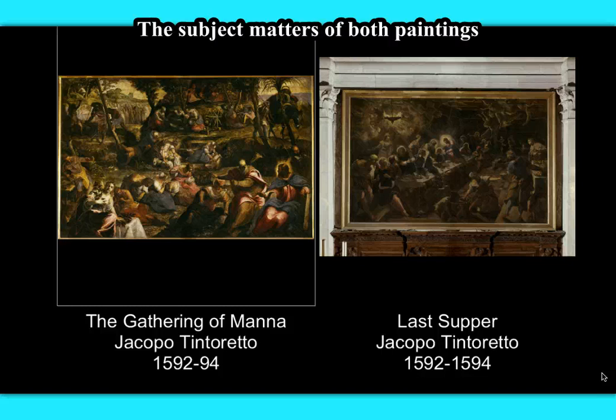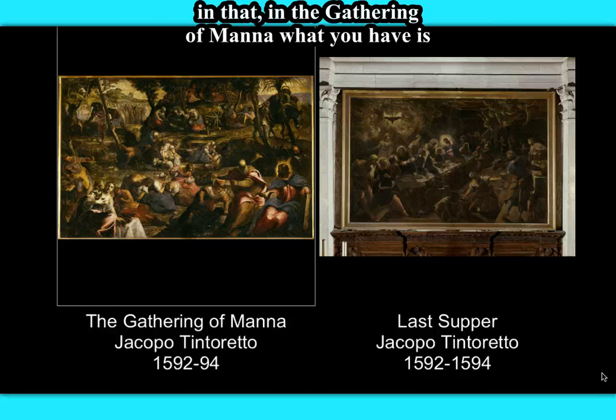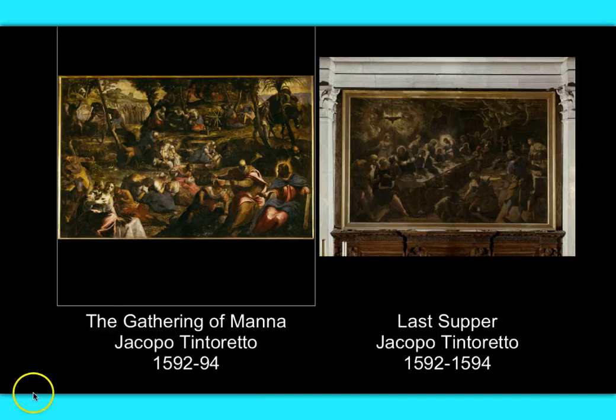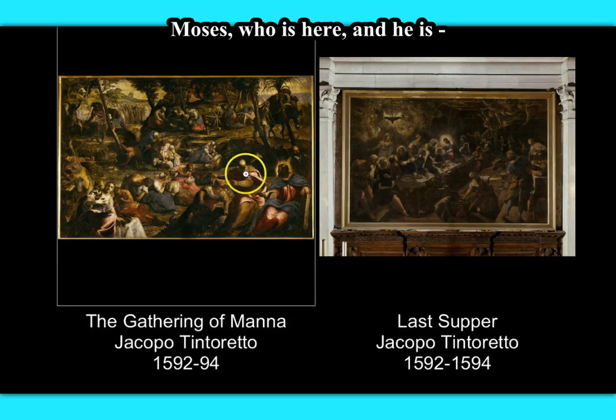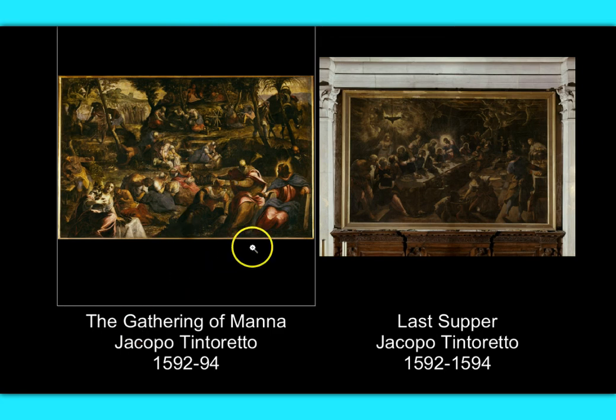The subject matters of both paintings certainly make sense in this location, since the gathering of manna was seen as the prefiguration of the Last Supper. In the gathering of manna, what you have is Moses, who is here, and he is, hang on just a sec.